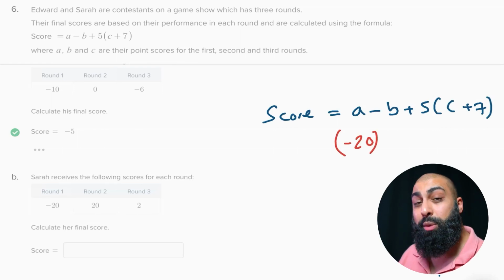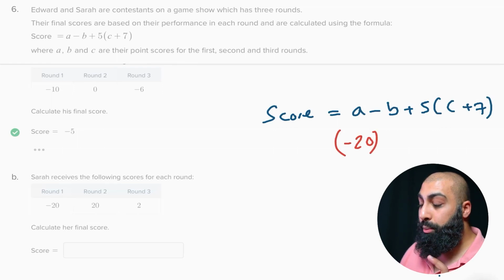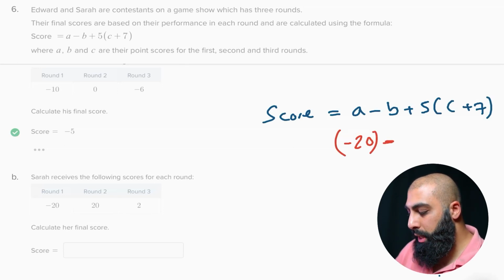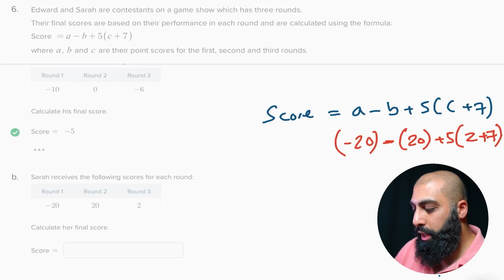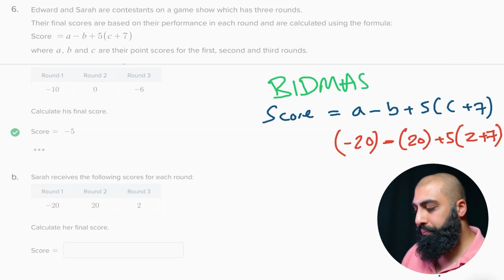Put it in brackets, because when you put it in brackets, you're putting the negative sign with the number and it doesn't confuse you, okay? So we've got negative 20 minus B was 20, and then we had plus 5 bracket C is 2 plus 7. So remember, again, I'll remind you of BIDMAS, or PEMDAS or BODMAS. We need to start with the brackets first.